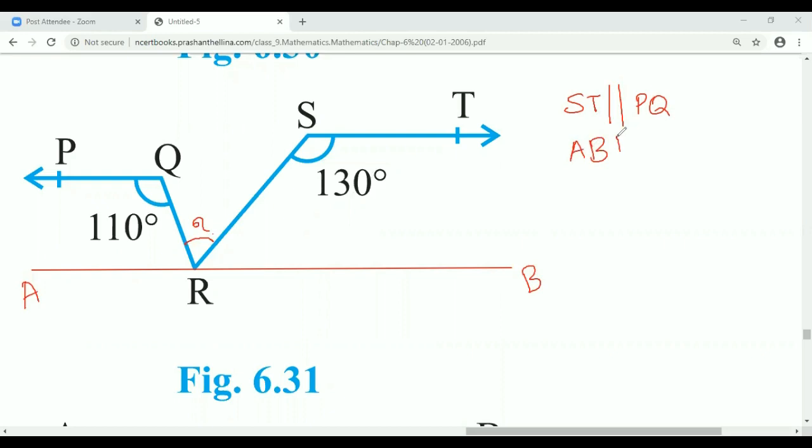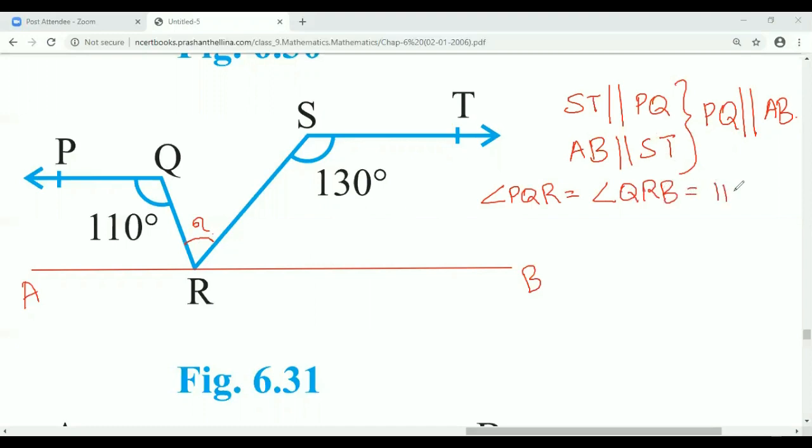So AB is parallel with ST and ST is parallel with PQ. From this, we can conclude that PQ also will be parallel with AB. Using this result and considering PQ and AB as a pair of parallel lines, what can we conclude? The angle PQR and angle QRB are alternate interior angles. So angle PQR is equal to angle QRB, which is 110 degree, because they are alternate interior angles.